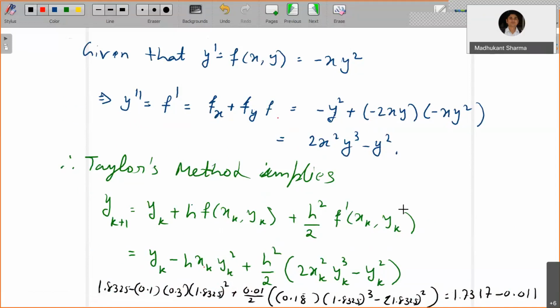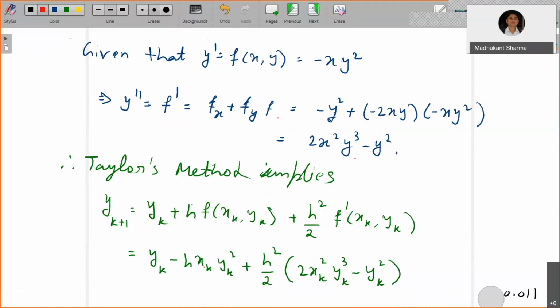So f dash at xk comma yk is obtained by replacing x by xk and y by yk here. So that is 2xk square yk cube minus yk square. Okay, right. Now we are going to compare the values at the different points obtained here with the previous values which were obtained by using Euler's method.